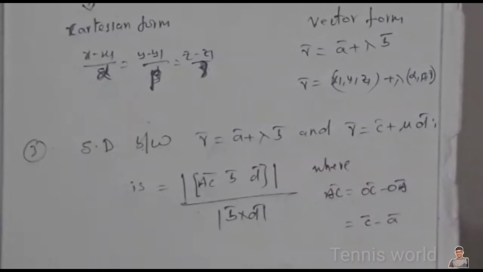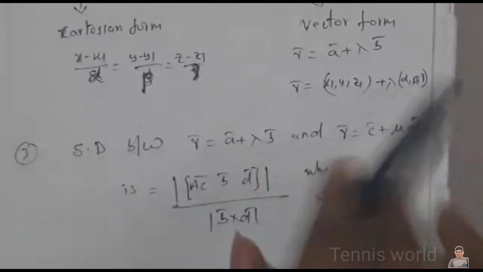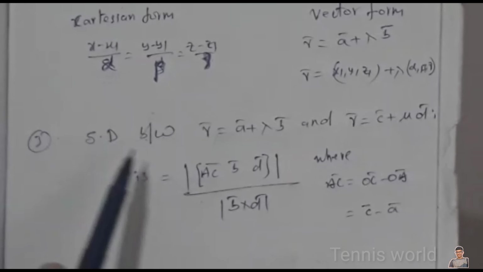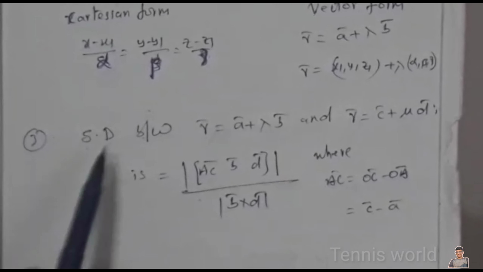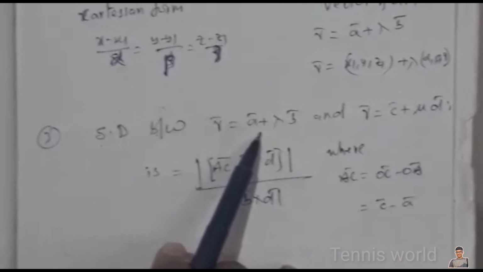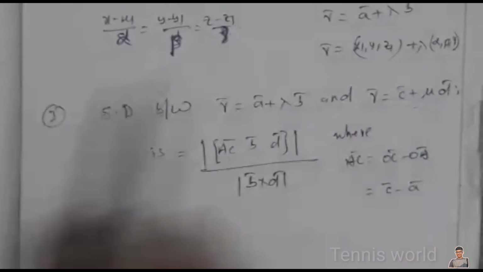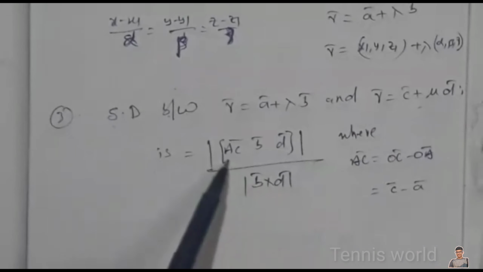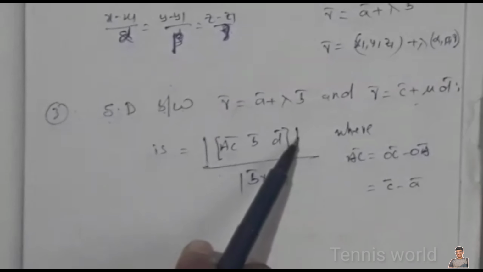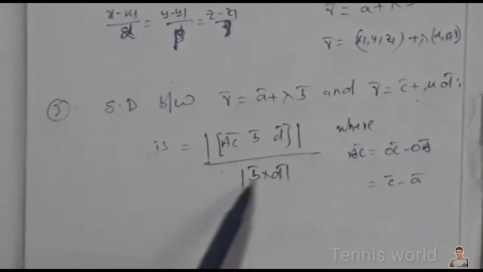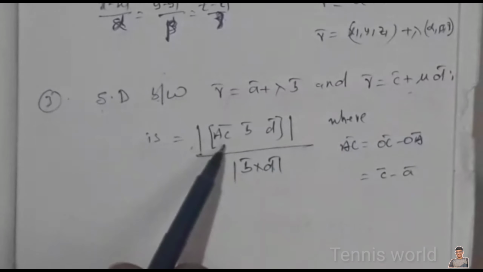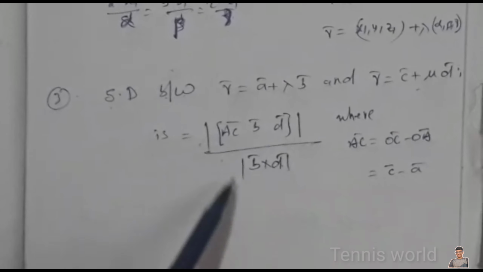Why? Because in some of the problems they will give the vector form of the line. Now we have one more formula. This SD means the shortest distance between this vector form of the line and this vector form of the line. So what is the shortest distance formula? Mod of the box of AC, B, D by mod of B cross D.